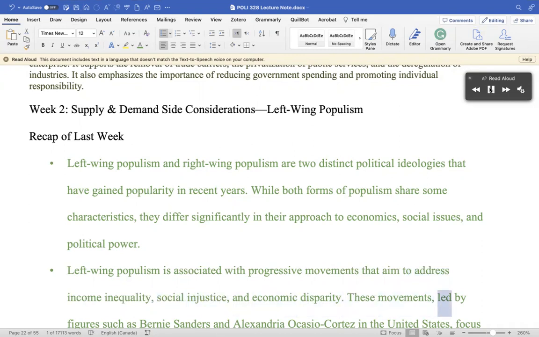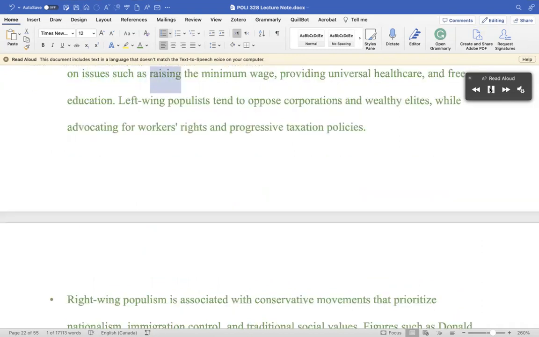These movements, led by figures such as Bernie Sanders and Alexandria Ocasio-Cortez in the United States, focus on issues such as raising the minimum wage, providing universal health care, and free education. Left-wing populists tend to oppose corporations and wealthy elites, while advocating for workers' rights and progressive taxation policies.